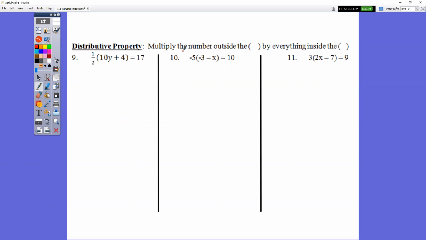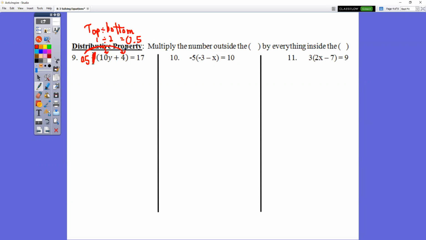In 9 through 11, what we have is the distributive property. When you have the distributive property, you want to multiply the number outside the parentheses by everything inside the parentheses. So when you have a fraction like this 1/2, anytime that you have a fraction, we want to change it into a decimal first. We change that fraction into a decimal by doing the top number divided by the bottom number. So here we would do 1 divided by 2. 1 divided by 2 is 0.5. So that's really the number that we have outside the parentheses. And now we want to take that and multiply it by everything inside the parentheses.